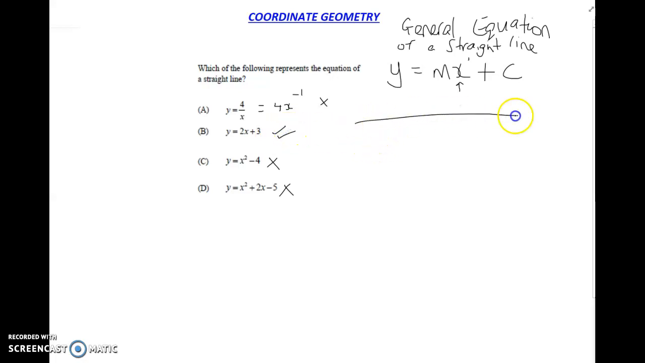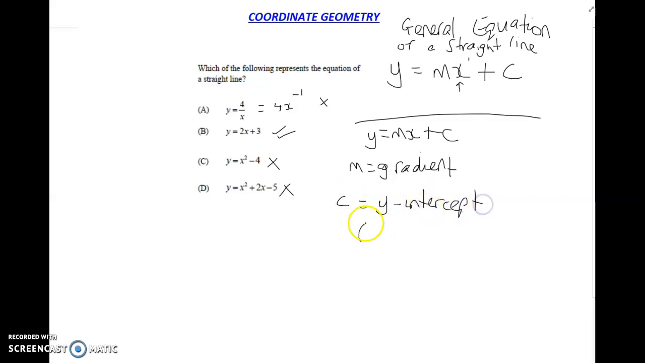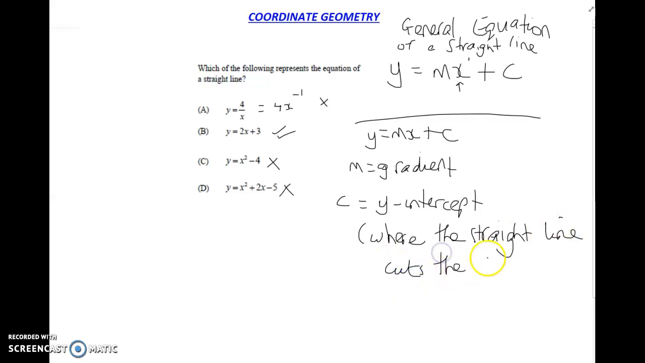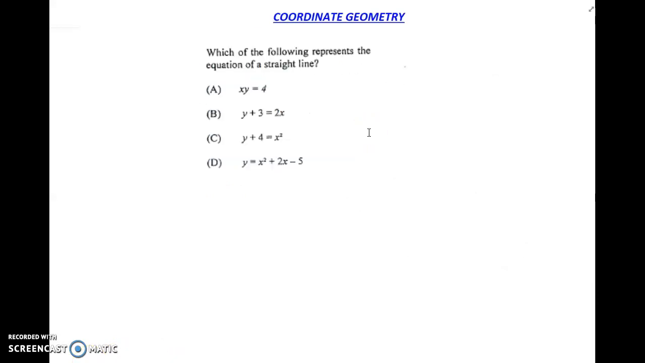Just to go through quickly, y equals mx plus c. M is the value of the gradient, c is the y-intercept, where the straight line cuts the y-axis. Where the straight line cuts the y-axis. Right, so that's just something to note as well, right? But again, the general equation of a straight line, y equals mx plus c. Good? Alright, now we have a similar question.